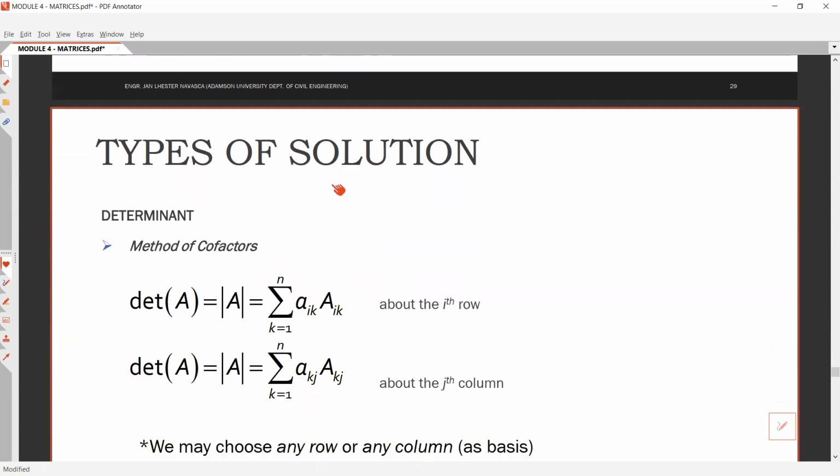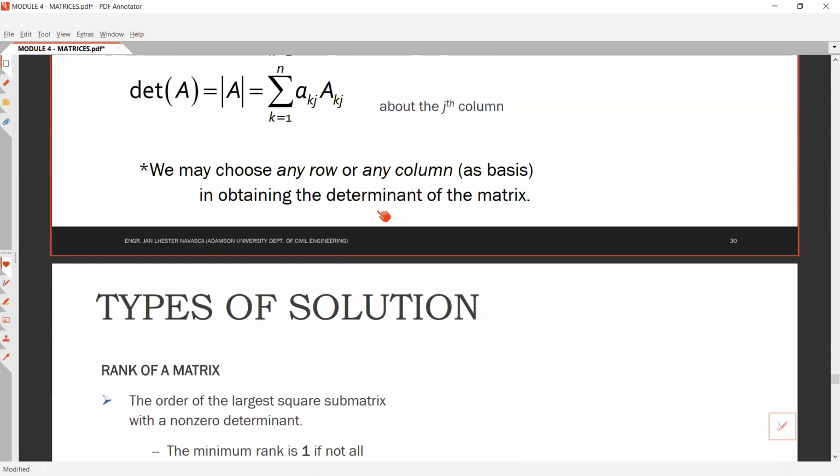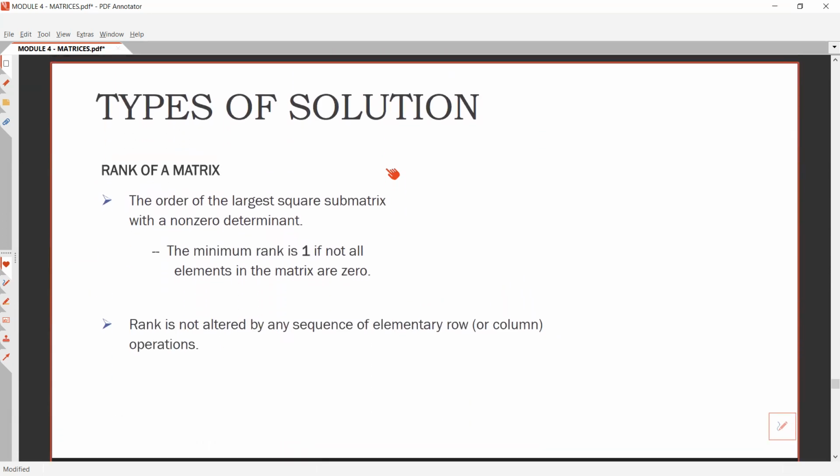Sige. So, pwede naman natin gamitin yung ating MATLAB for getting the determinant. Okay, basta alam natin yung long way or yung manual computation using the method of cofactors. Okay. So for the types of solution, we have also the rank of a matrix.